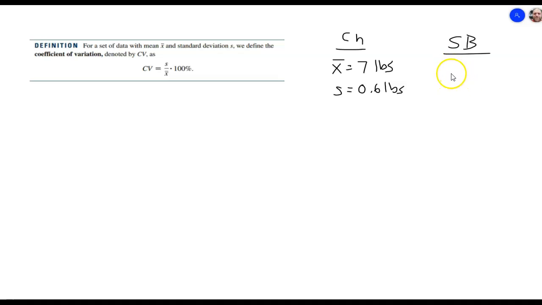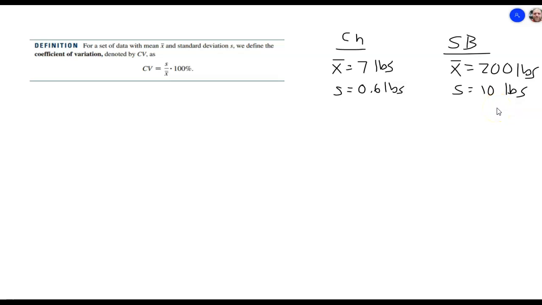Now let's say St. Bernard has an average of 200 pounds. And they have a standard deviation equal to 10 pounds. So let's say on average, the weight of a St. Bernard is around 10 pounds different than the average. That's what that standard deviation means.